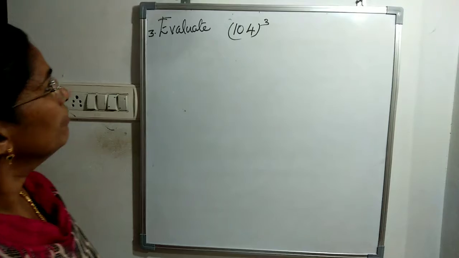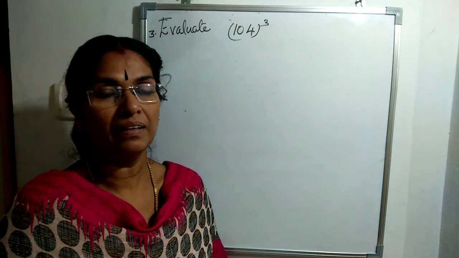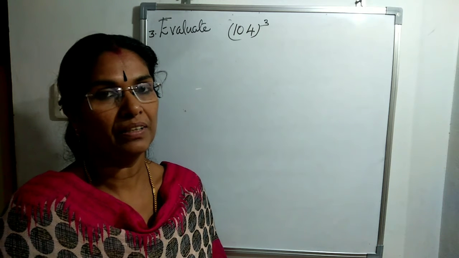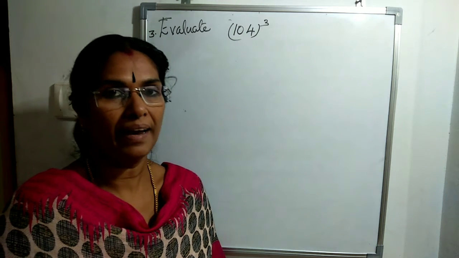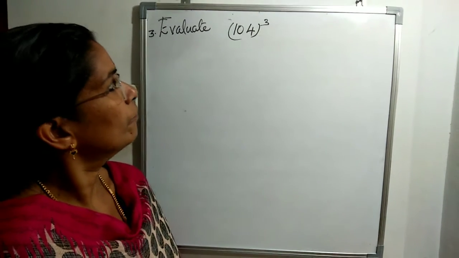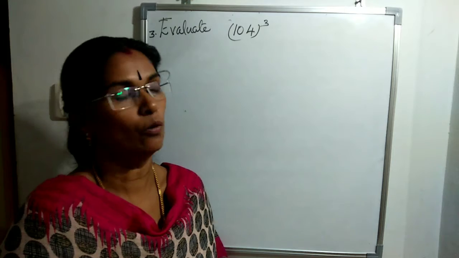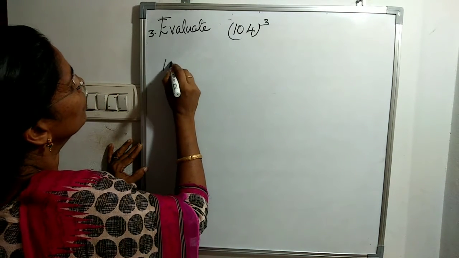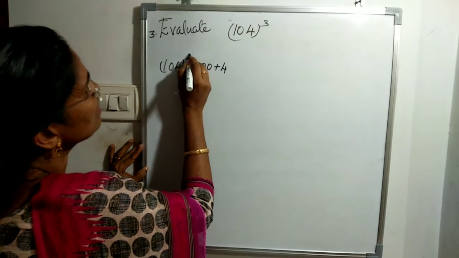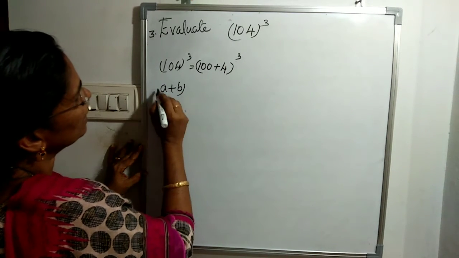The question is evaluate 104 cube. Last year we learned 102 square is (100 plus 2) whole square, and we find it with these identities. No need to multiply 102 into 102. Like this, here also 104 whole cube means we can apply the identity a plus b whole cube. So we can write 104 as 100 plus 4. Now it's a cube. This is in the form a plus b whole cube.